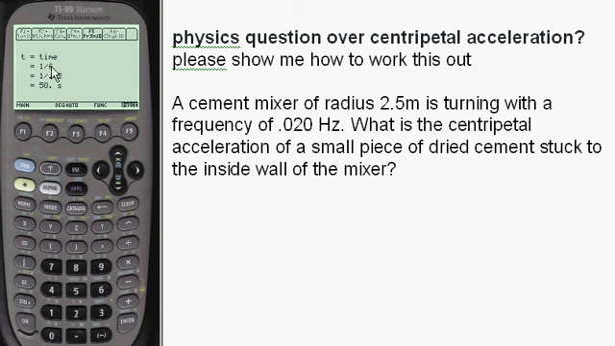So anyways, here's time. Time is 1 over the frequency. 1 over 0.02 is 50 seconds. Okay, we're looking for the velocity. Velocity is 2 pi r divided by the time. Here's 2 times pi times the radius divided by the time, 50 seconds. Turns out to be 15.7 divided by 50, and 0.31416 meters per second. Notice that's pi.